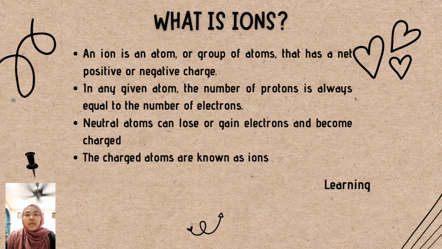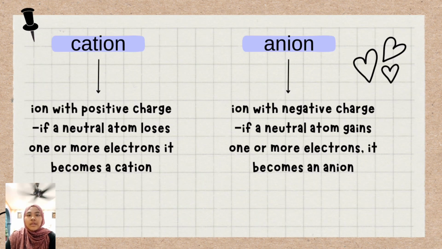What are ions? An ion is an atom or group of atoms that has a net positive or negative charge. In any given atom, the number of protons is always equal to the number of electrons. Neutral atoms can lose or gain electrons and become charged. The charged atoms are known as ions, and we have cations and anions.